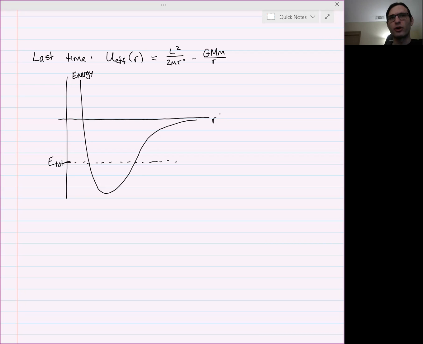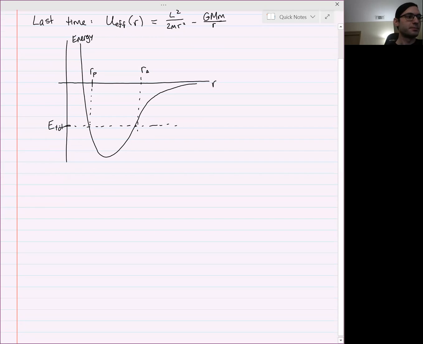Remember, this r is the distance from the source of the gravitational field, like the sun, to the planet, for example. This point is the aphelion or apoapsis. Apoapsis is just the general term for aphelion if it's not orbiting the sun but something else. And this distance here would be the periapsis or the perihelion. This is how you can figure out the maximum and minimum distance of an orbiting object.